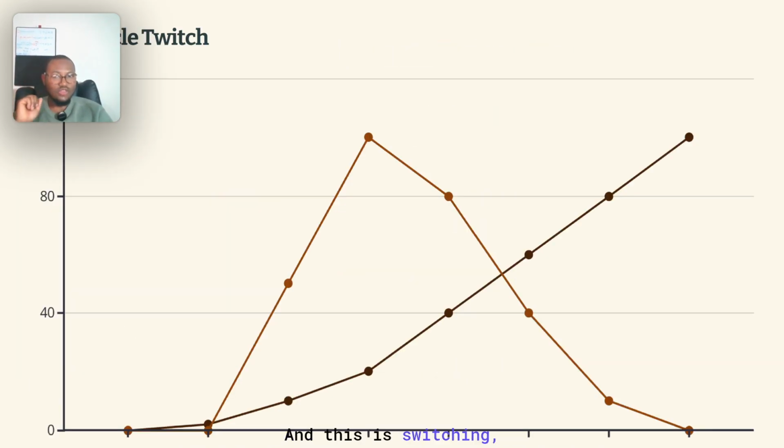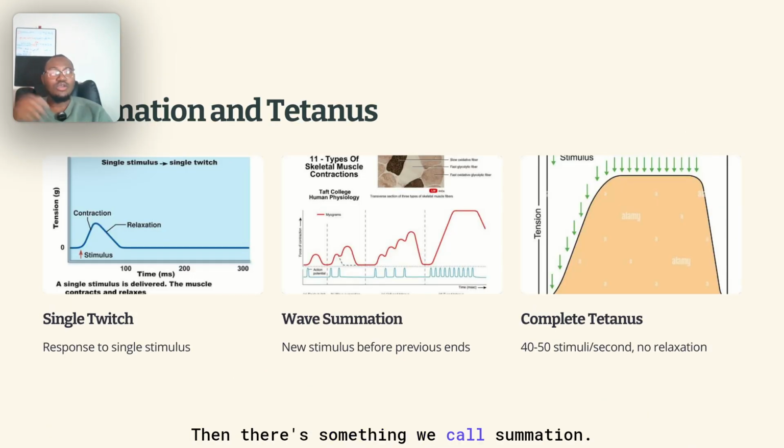And this is twitching. All right? Very important. This is twitching. Then there's something we call summation. So there's something we call single twitch. This is single twitch, one stimulus. That's it.